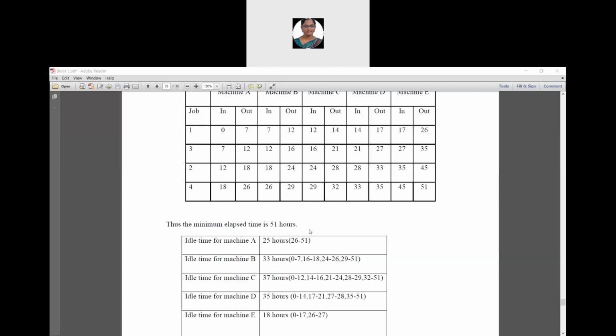It is the first in value 17 plus the difference between 27 and 26 plus the difference between 35 and 35, which is 0, so no need to write that. And the difference between 45 and 45 is again 0, again no need to write. And it will give 18 hours.